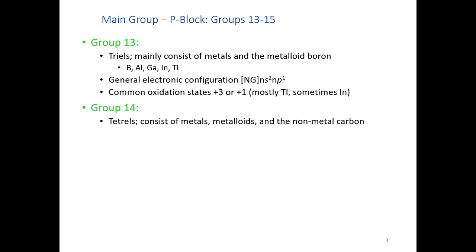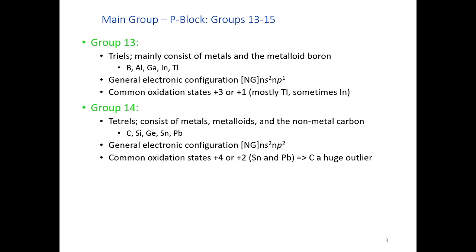Group 14, or the tetrels as they are also known, are a diverse group of elements that include the nonmetal carbon as well as metals and metalloids. As you go down the group, the elements become more metallic in character, with silicon and germanium generally classified as metalloids, and tin and lead generally classified as metals. Group 14 elements have a general electronic configuration of noble gas ns2 np2.